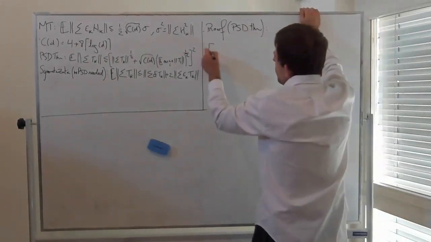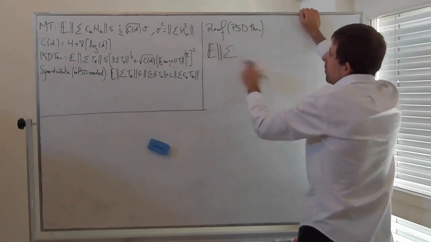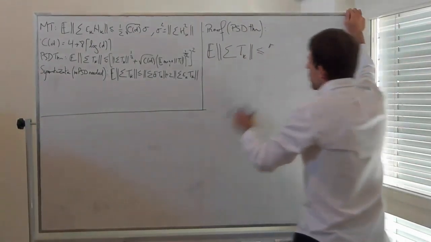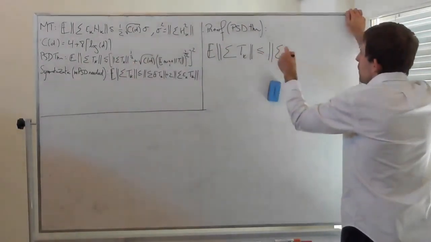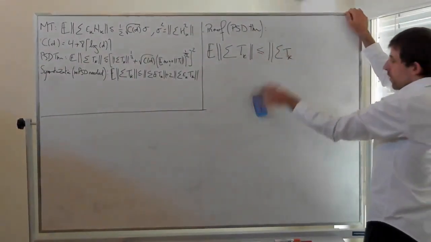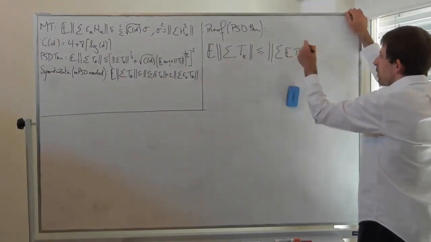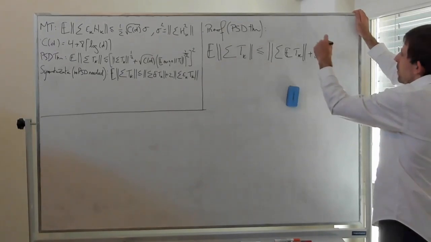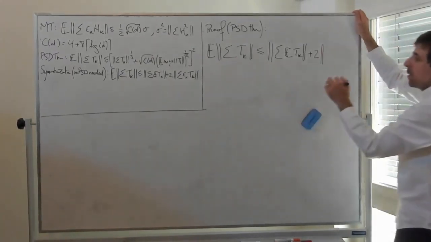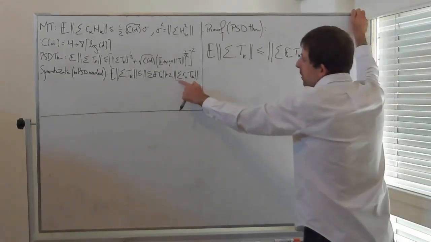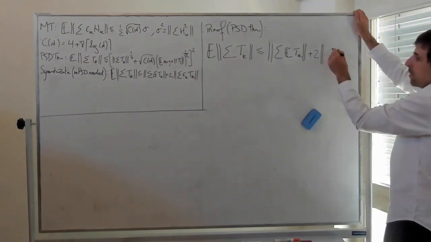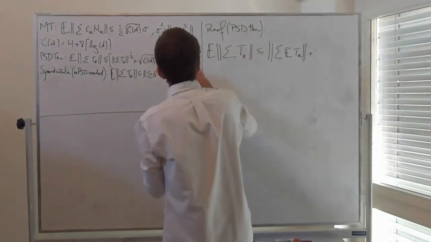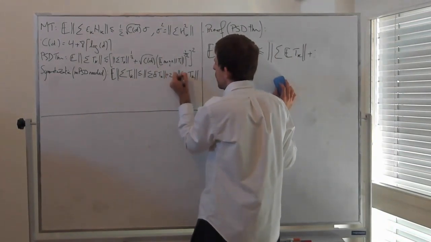Okay, so let's see. We can start by symmetrization. We have that the sum of the tk's is smaller or equal than a term that looks like this: the sum of the expected values of the tk's, plus now we get twice the sum of the expected value of epsilon k's tk. There's an expected value missing here.